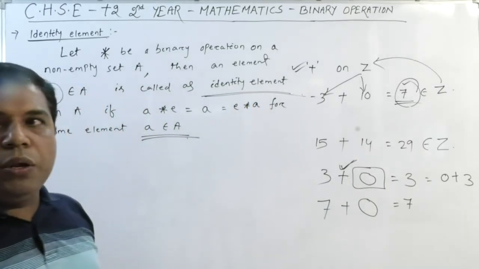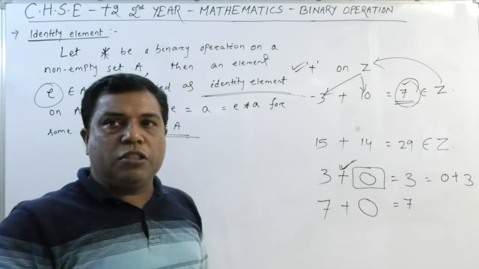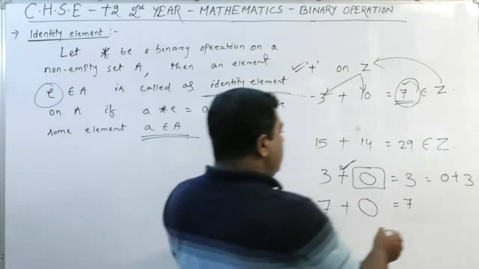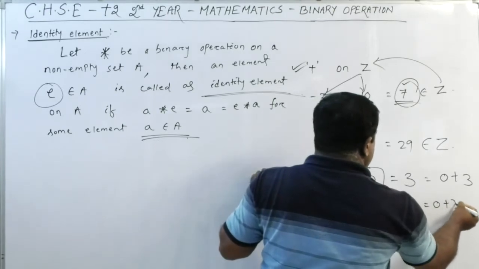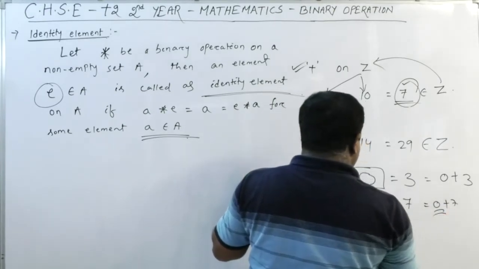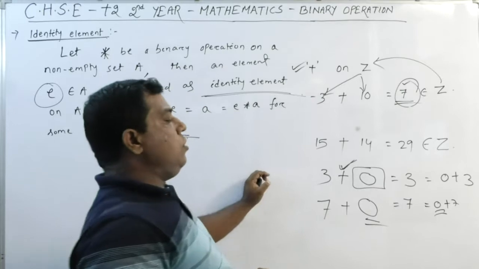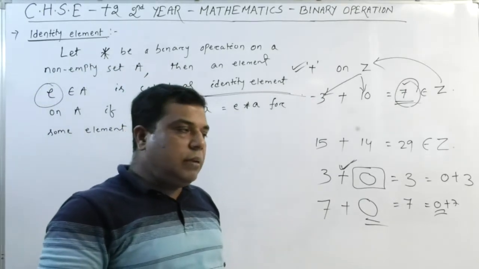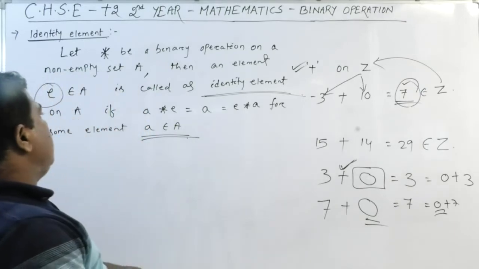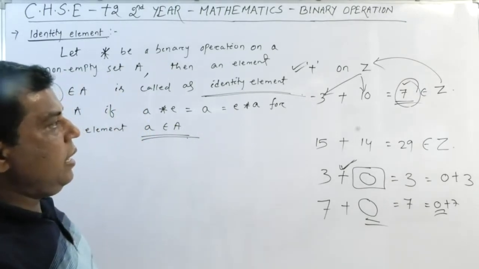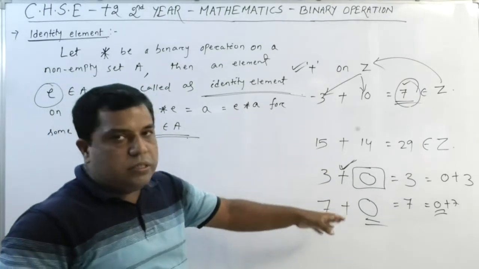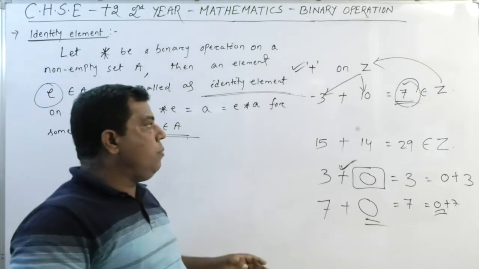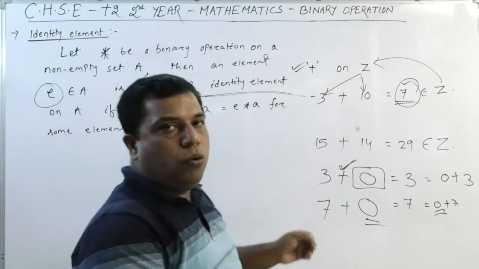So the value which does not alter after the process is called the identity. So it is 0 plus 7. You see 0 is the element which does not alter the value of 7. If such an element is there, then that is called the identity element. So here 0 is behaving like the identity element. Later on we will see it with some more examples.